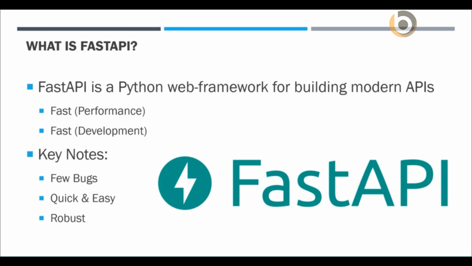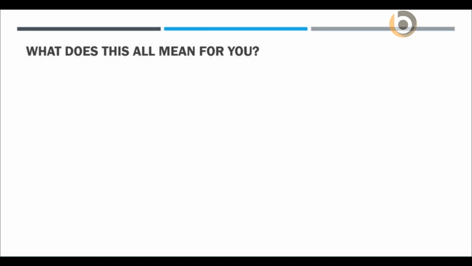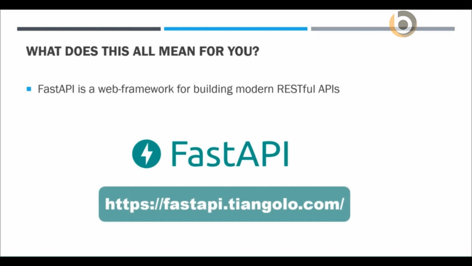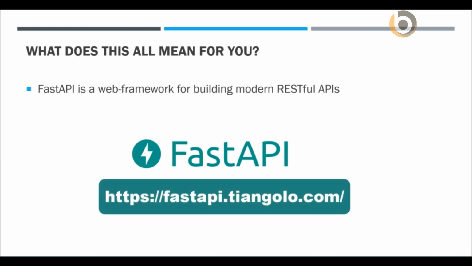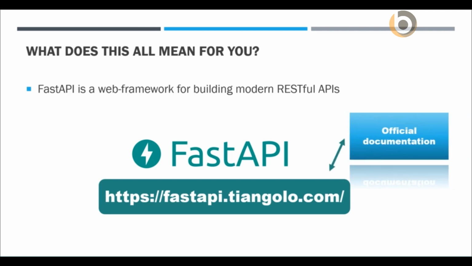FastAPI is also robust. Within minutes, get production-ready code with automatic and dynamic documentation. And lastly, FastAPI has development standards. FastAPI uses the OpenAPI standards and JSON schema. So what does this all mean for you? Simply put, FastAPI is a web framework for building modern RESTful APIs. FastAPI has its own approach when dealing with URLs and receiving and sending data. If you're eager to jump in and dive more into the technical ability, please visit www.fastapi.tiangolo.com because this is the official documentation.